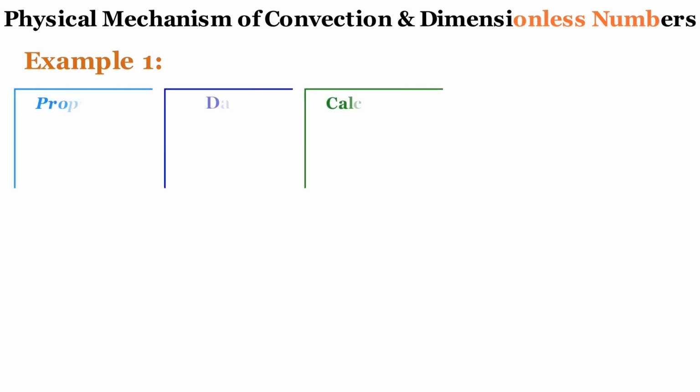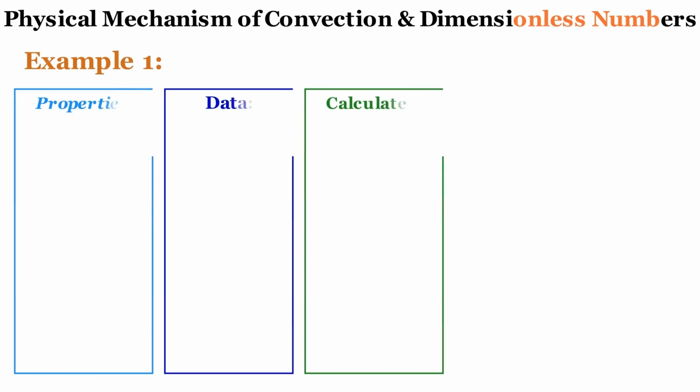I'm setting up 3 boxes: properties, given data, and calculated values, to keep our work organized and clear. Let's extract the given data from the problem. The diameter of the pipe is 0.1 meters, or 10 centimeters. The surface temperature, Ts, is 110 degrees Celsius. The ambient air temperature, T infinity, is 10 degrees Celsius. The film temperature is the average, that's 60 degrees Celsius.